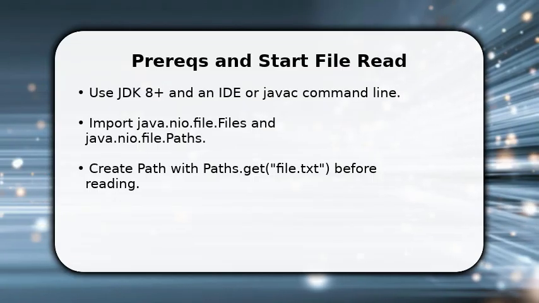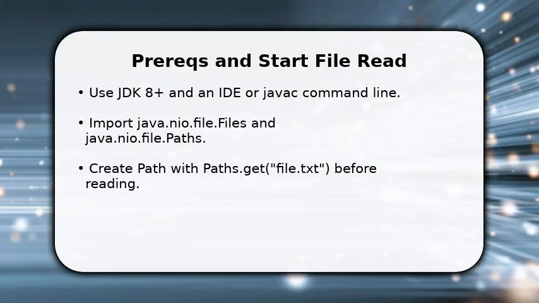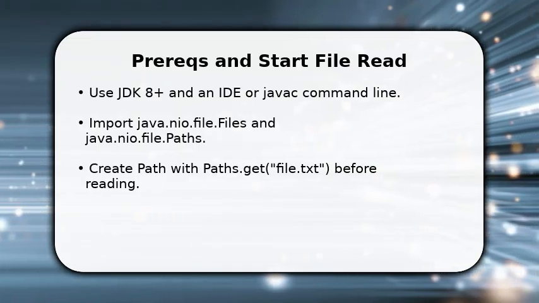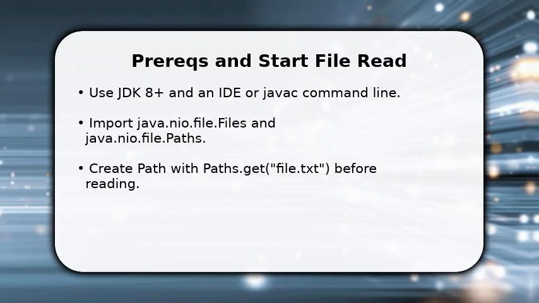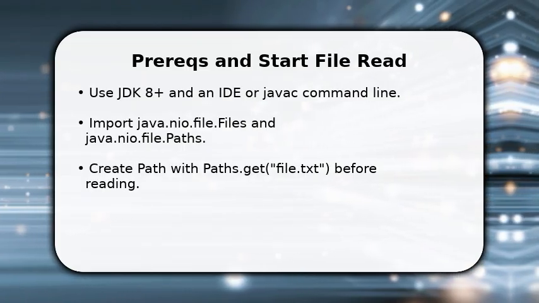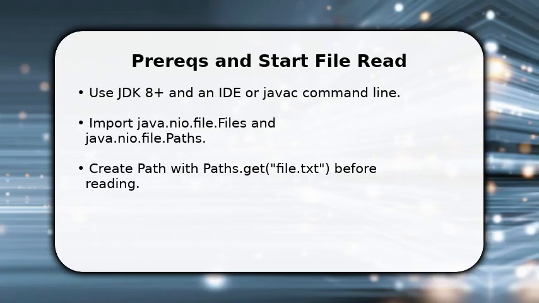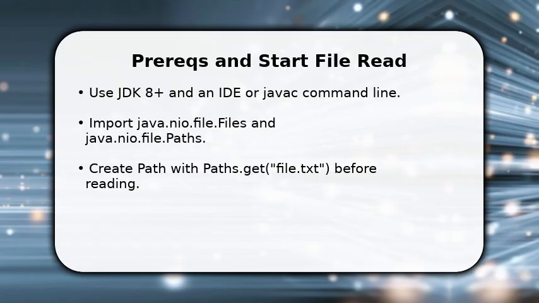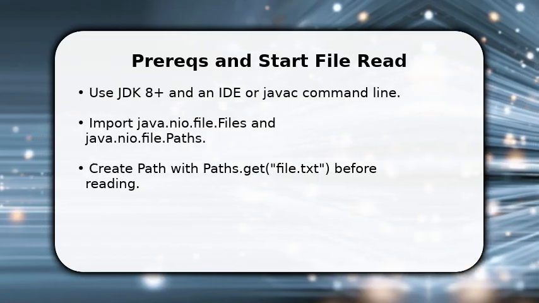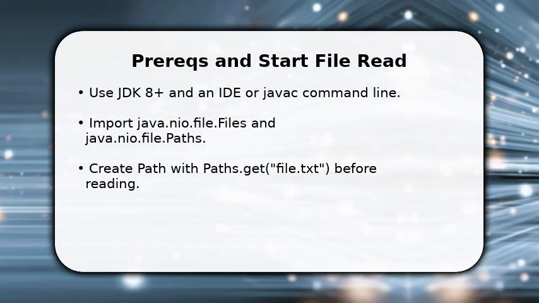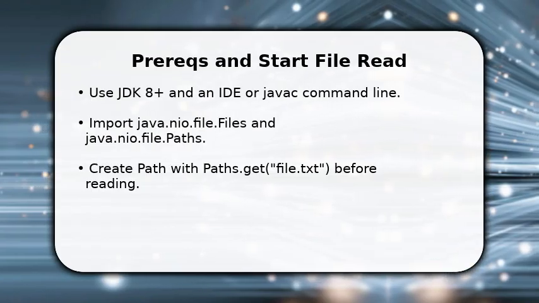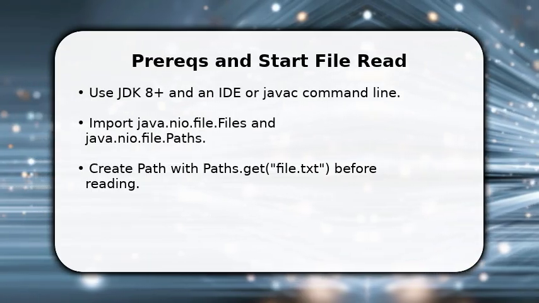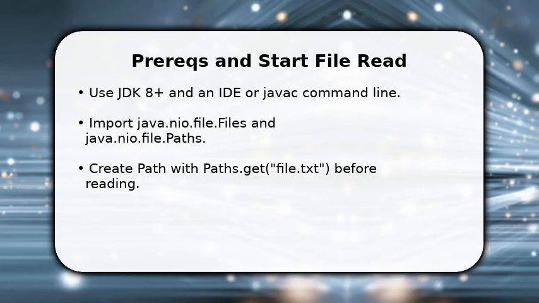You begin by confirming JDK 8 or newer and opening your project. Once ready, create a path using Paths.get("file.txt") so you have a reference, then import java.nio.file.Files and java.nio.file.Paths to access modern I/O utilities. Next, call Files.readAllBytes or Files.readAllLines on that path, choose bytes for binary, lines for text.